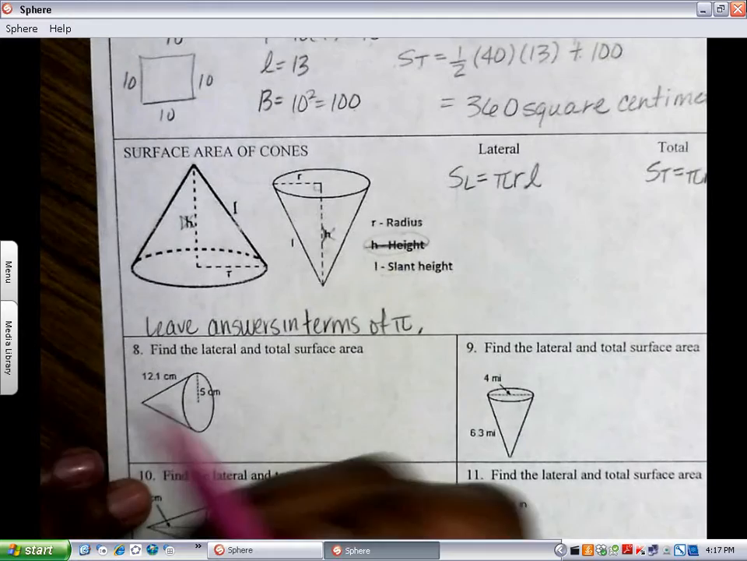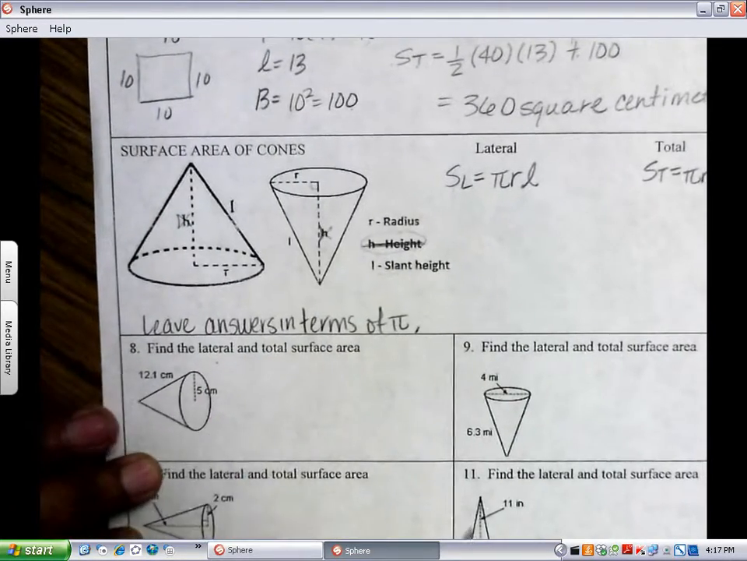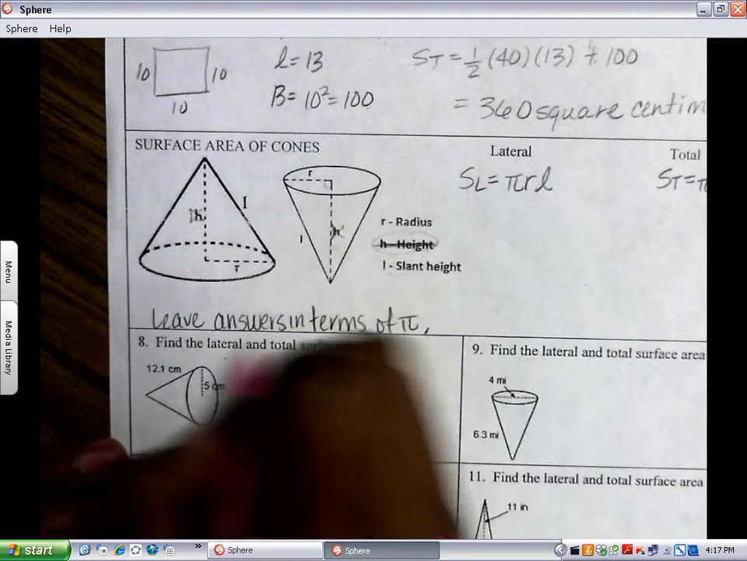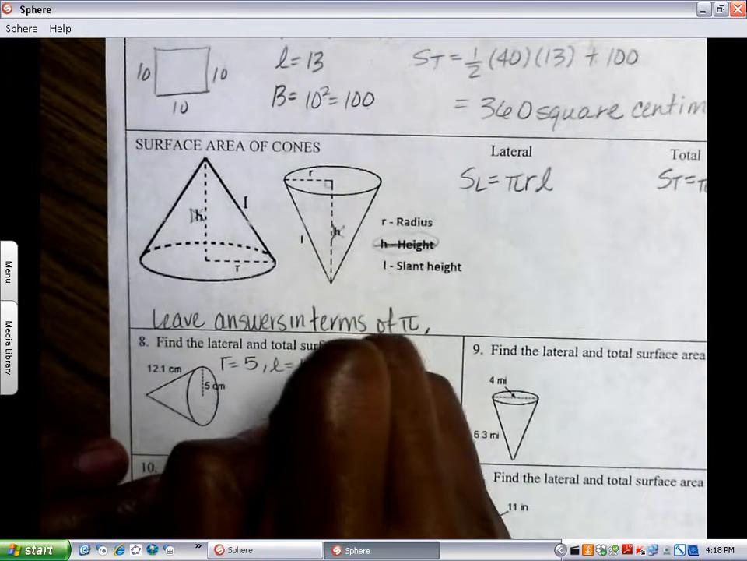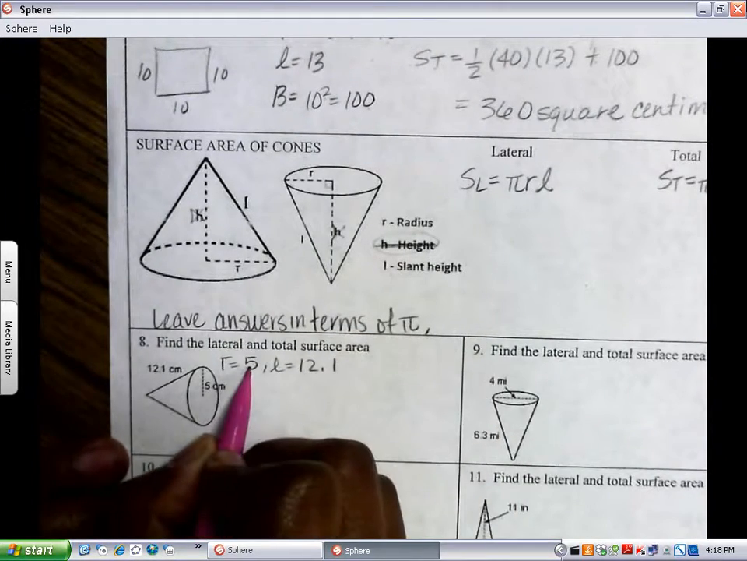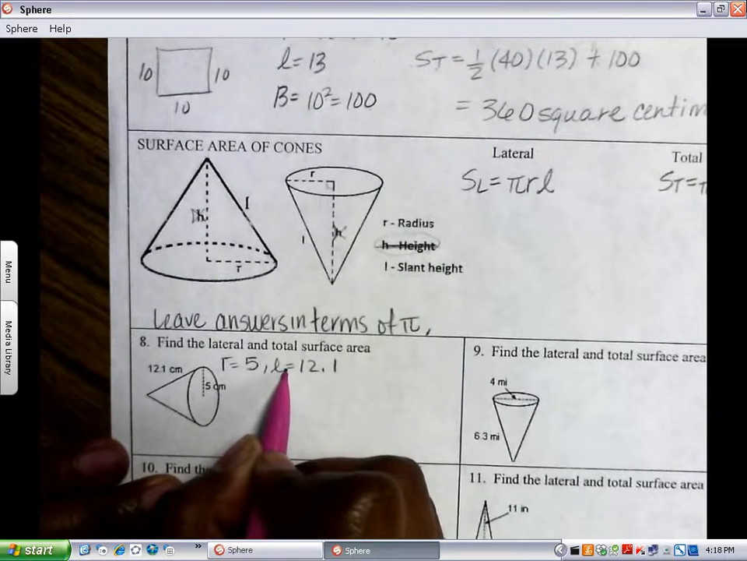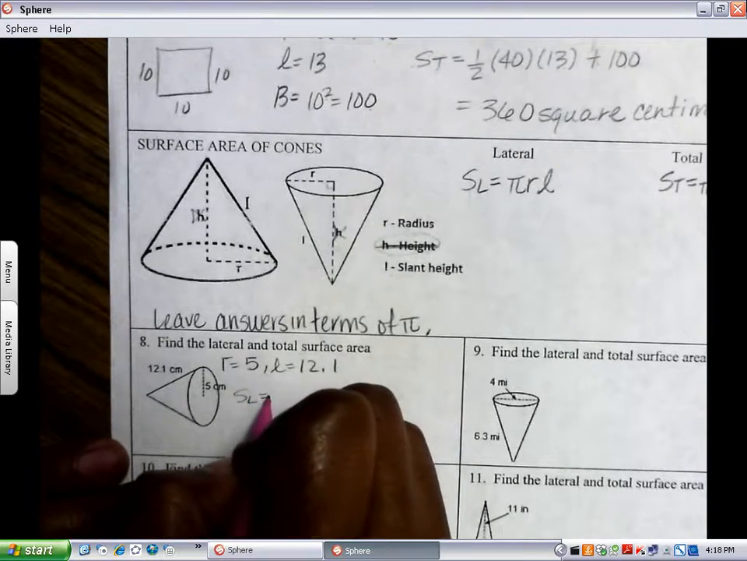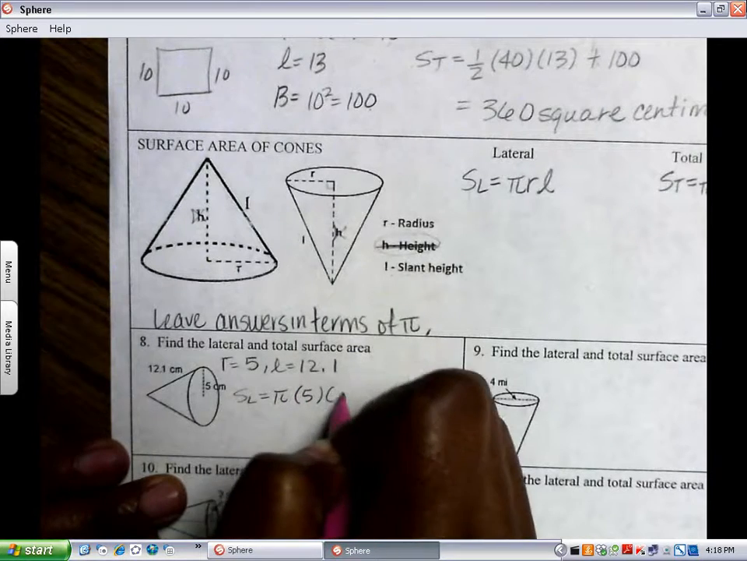So we're going to find the lateral and the total surface area of this cone. So to find the lateral, well, first let's just label. Our radius is 5. The slant height is 12.1. So we know when we see r in the formula, we put 5. And when we see L, we put 12.1. So to find the lateral, we'll do pi times 5 times 12.1.